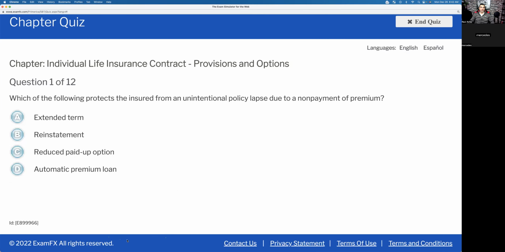All right, dang, we're getting a lot of them wrong here. Which of the following protects the insured from an unintentional policy lapse due to non-payment of premium? This is an automatic premium loan.